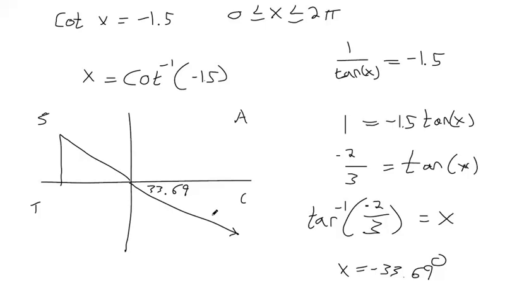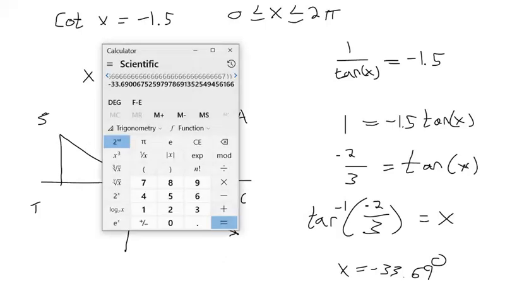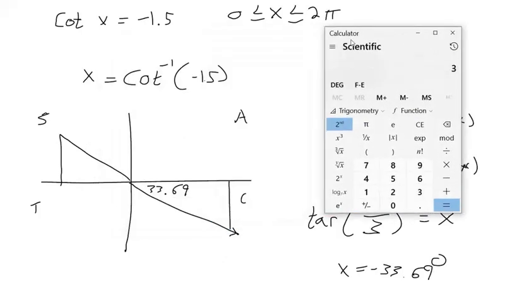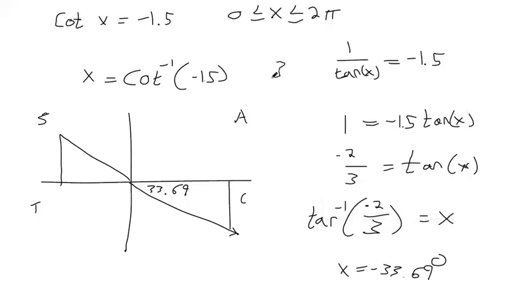So the whole point of drawing that is because we got two angles that are going to make this be true. We have this angle that rotates from 0 all the way over here. So let's take the full circle and subtract 33.69 from it. So we get 326.31 is one of our answers.